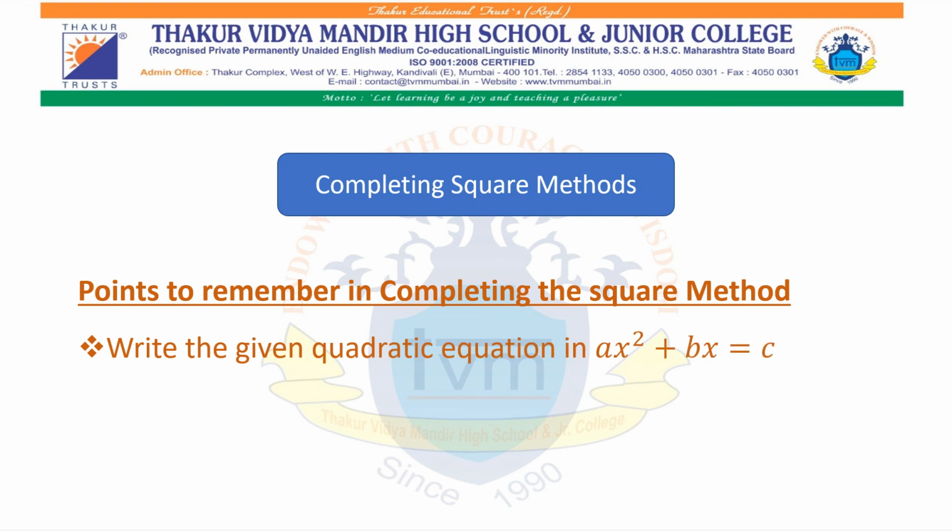First one is, write the given quadratic equation in the form ax square plus bx equals to c. Till now, the standard form that we used to follow for solving the quadratic equation was ax square plus bx plus c equals to 0. In this type of sum, we will shift the constant value to the right hand side. And the second condition is that we will make the value of a as 1. If it is already 1, no problem. But if the value of a is not 1, we will try to make it 1. And then we will start solving with the help of the completing the square method.